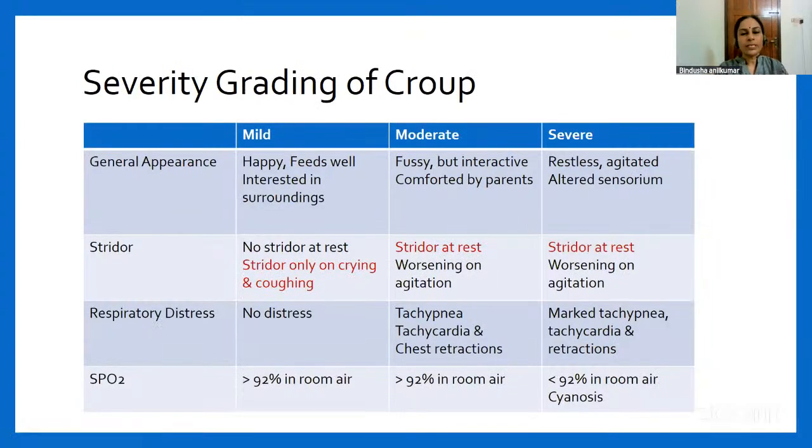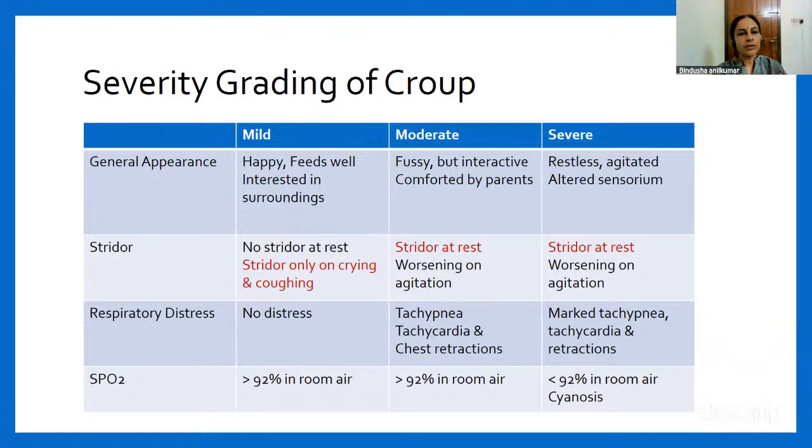Okay, so when the patient is having Croup, the treatment actually depends upon the severity. In mild cases of Croup, the child will have stridor only when the child is crying or coughing. There won't be any stridor at rest. As the obstruction progresses, you will be able to hear the stridor even at rest. And when it becomes severe, along with the stridor, there will be marked tachypnea, marked retractions, and also hypoxia. So from this grading, it's very clear that our child is actually having severe Croup.